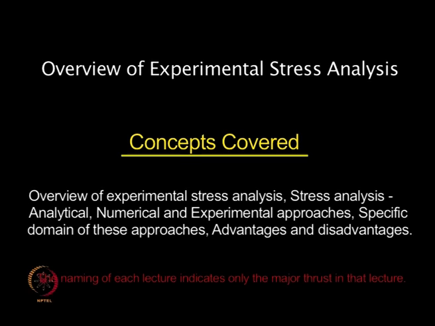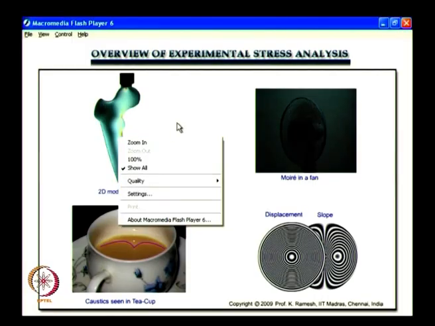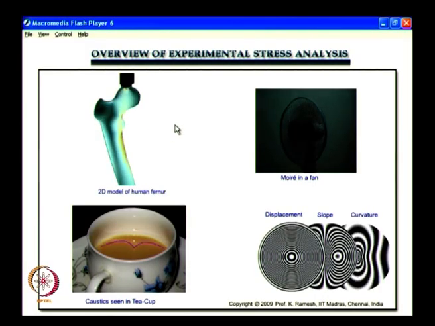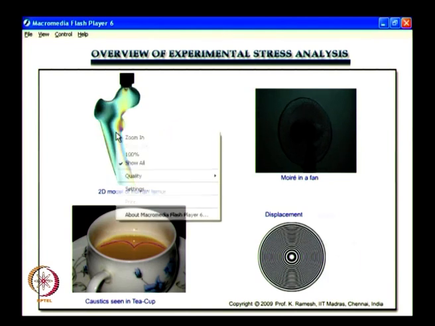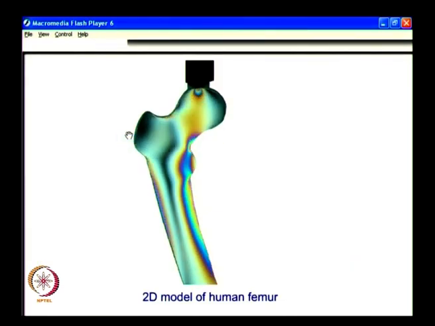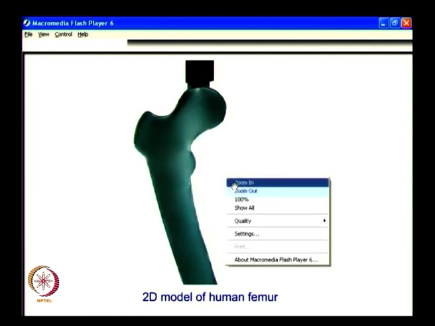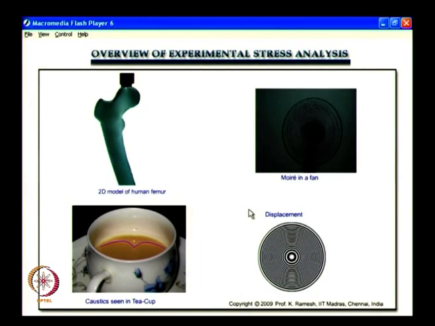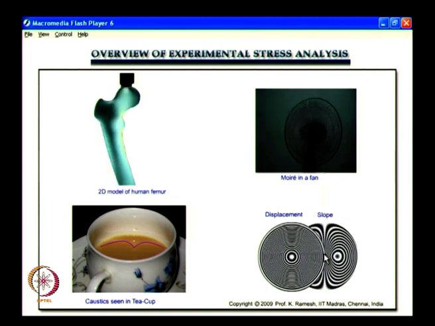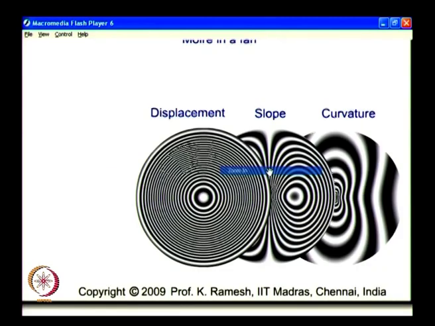This lecture is on overview of experimental stress analysis, and this slide shows in a nutshell what experimental stress analysis is all about. What we see here is stress patterns observed in a 2D model of a human femur. So, you get stress information in stress analysis, and you also get displacement information in stress analysis.